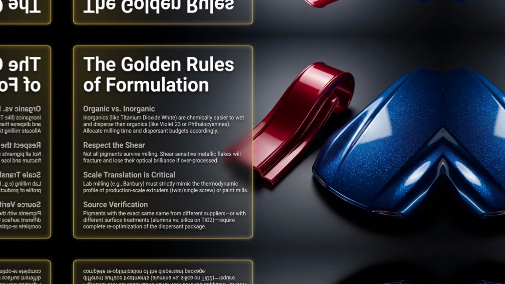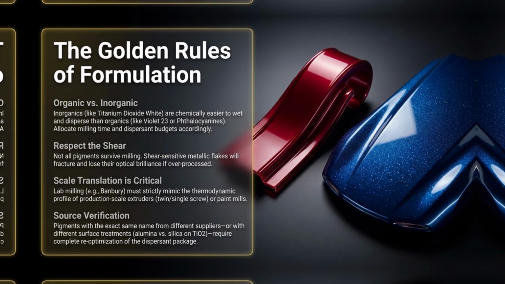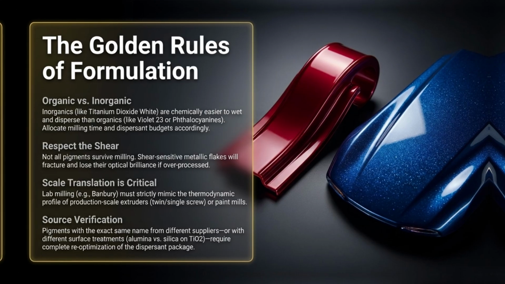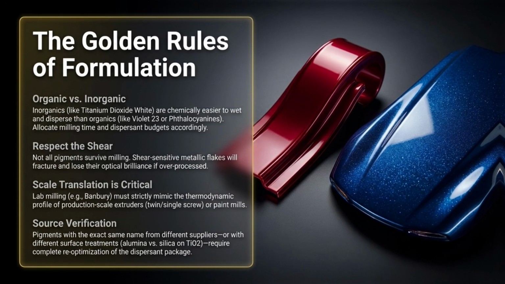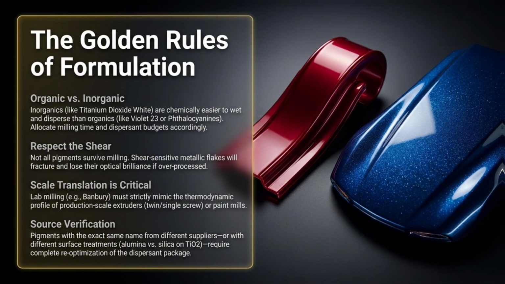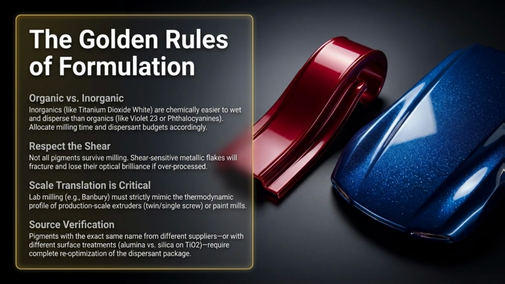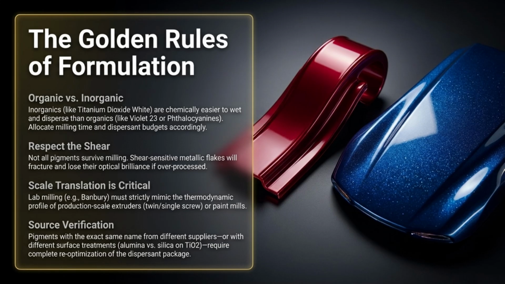The golden rules of formulation. To conclude, keep these four golden rules of formulation in mind. Organic versus inorganic: inorganics are chemically easier to wet and disperse than organics. Allocate milling time and budgets accordingly.